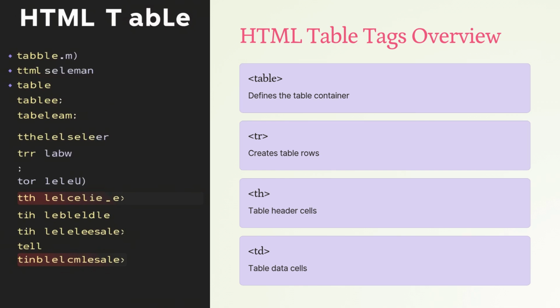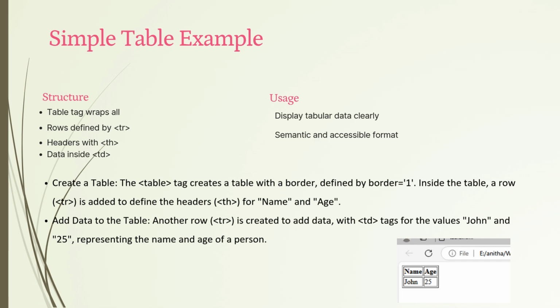HTML tables overview. Table defines the table container, tr creates table rows, th creates table header cells, td creates table data cells. Simple table example structure. The table tag wraps all. Rows define the structure, headers and data go inside. Usage: display tabular data in a clear, semantic and accessible format.